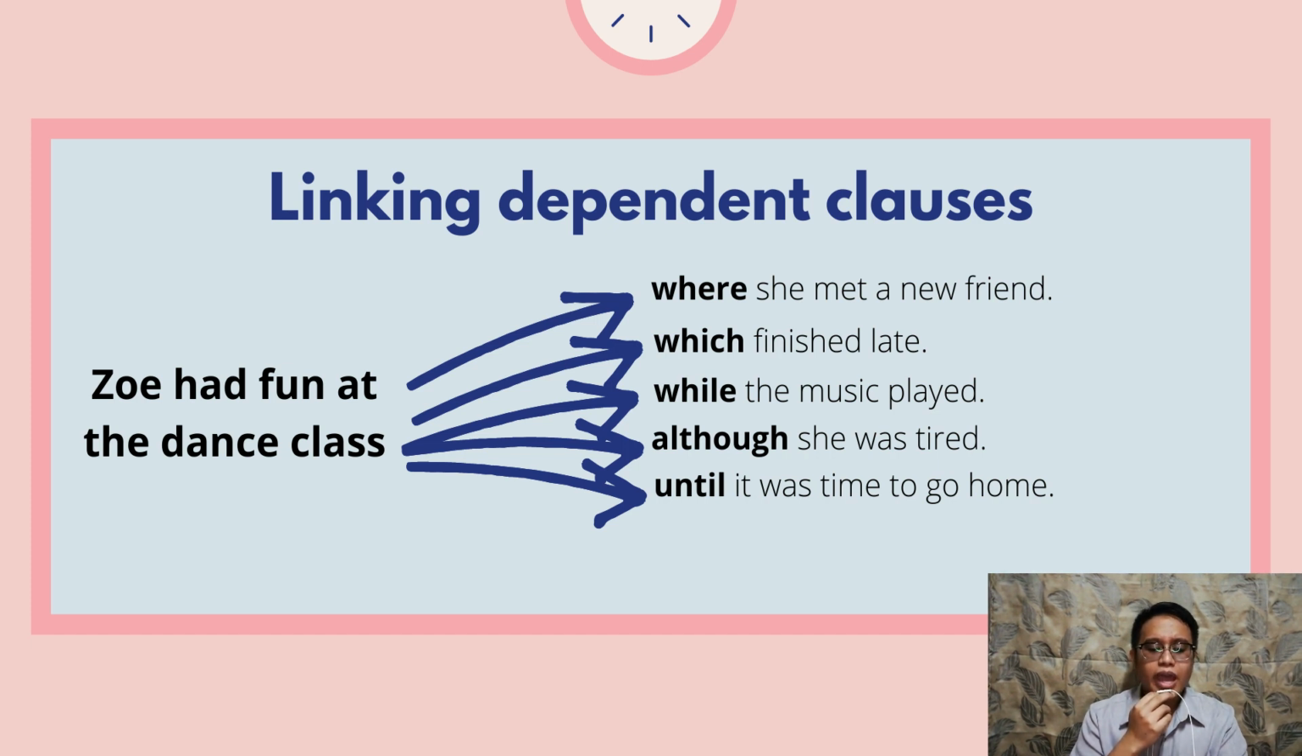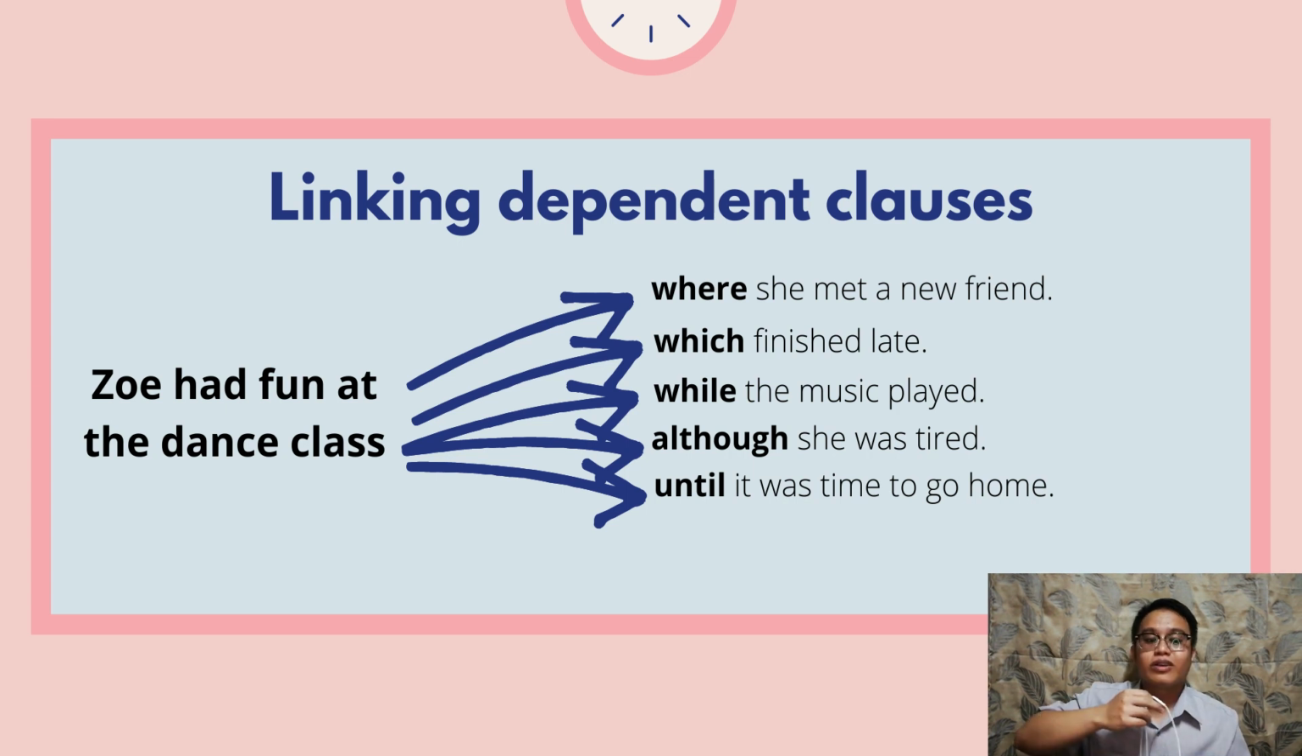Okay? So Zoe had fun at the dance class. So where she met a new friend. Zoe had fun at the dance class, which finished late. Zoe had fun at the dance class while the music played. Zoe had fun at the dance class although she was tired. Zoe had fun at the dance class until it was time to go.